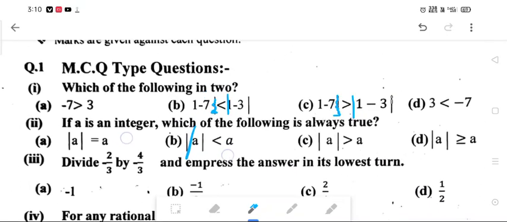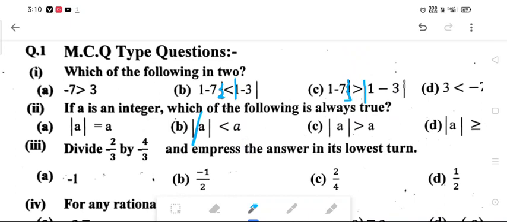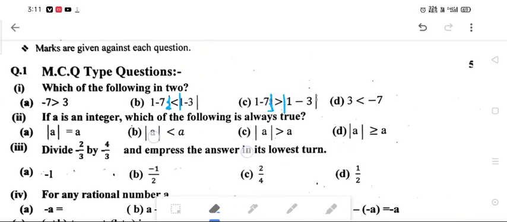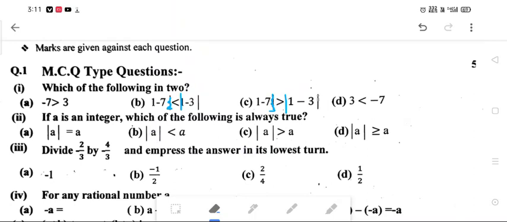The next is, if A is any integer, which of the following is always true? Mod of A is equal to A, mod of A is less than A, both are the same, only the font is changed. Both this and this are the same, so don't be confused. In the next, C option, mod of A is greater than A, and D, mod of A is greater than or equal to A. So you have to choose the right answer.